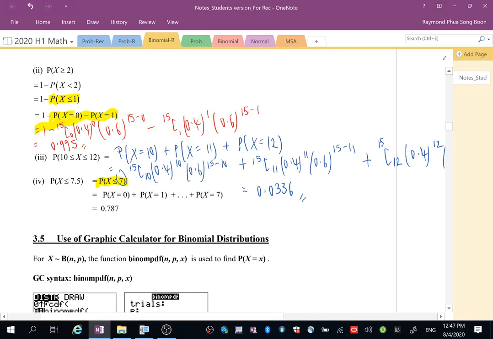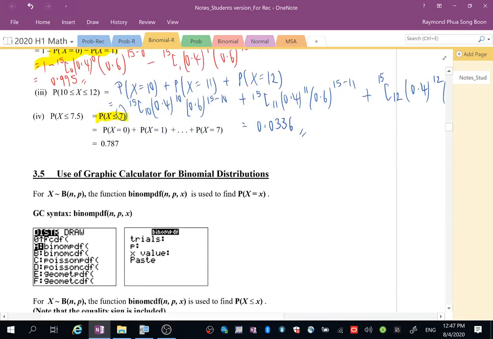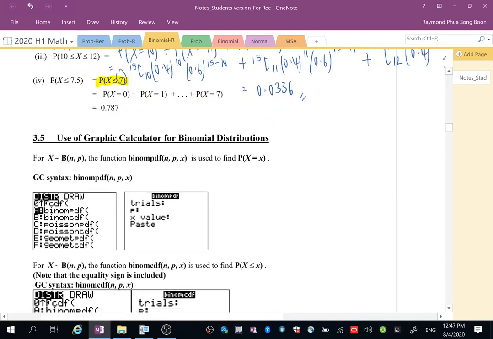Okay, after some calculations. So you may ask, if it's so tedious, is there a shorter way using the GC such that we are able to calculate the probability of all these four parts with just one keying in of the GC? Yes, we do. This is what you're going to learn in the next section, 3.5: how to use the GC to calculate the probability for binomial distribution.